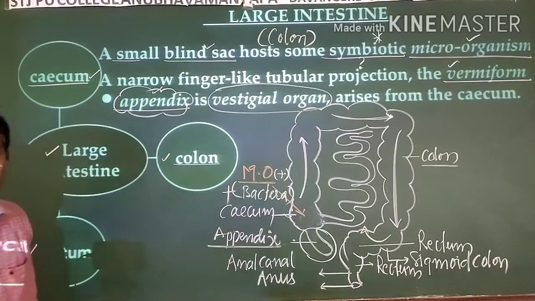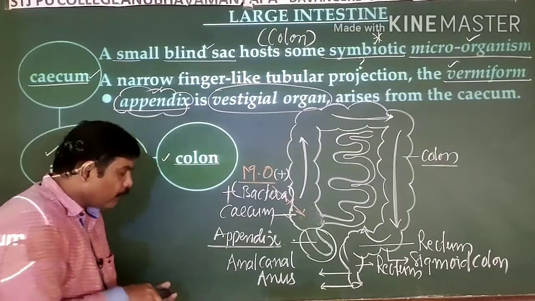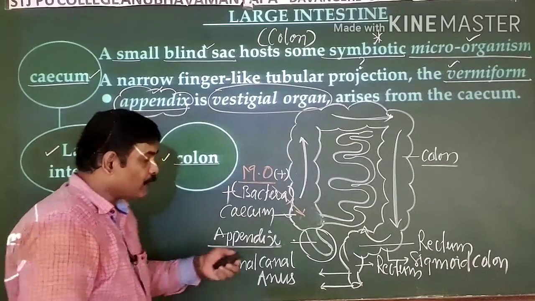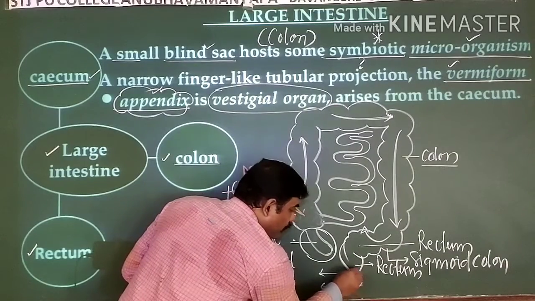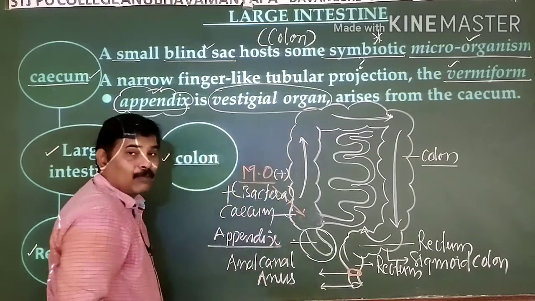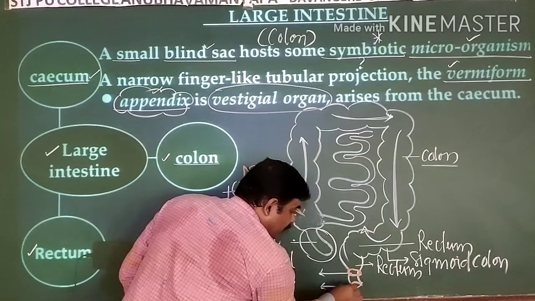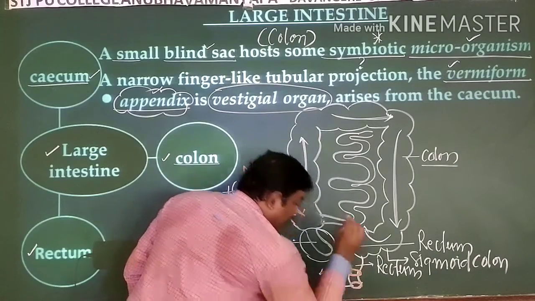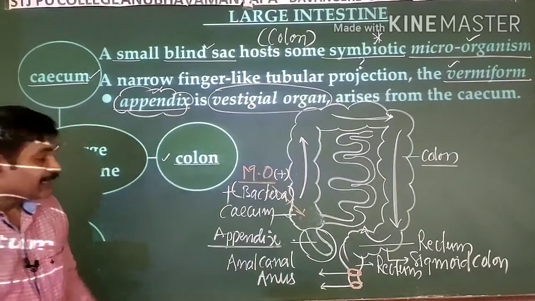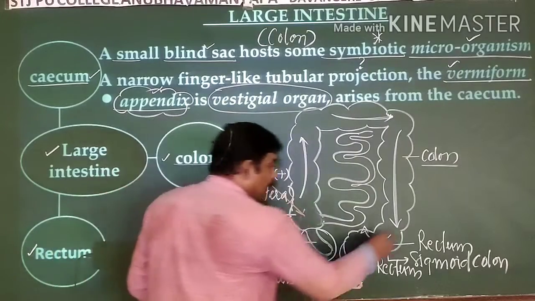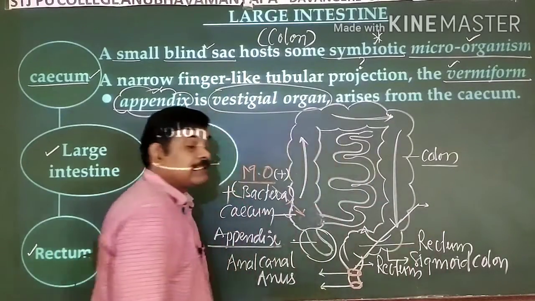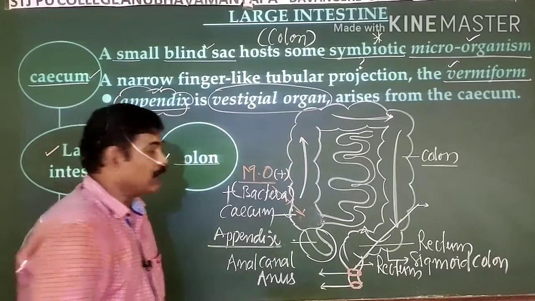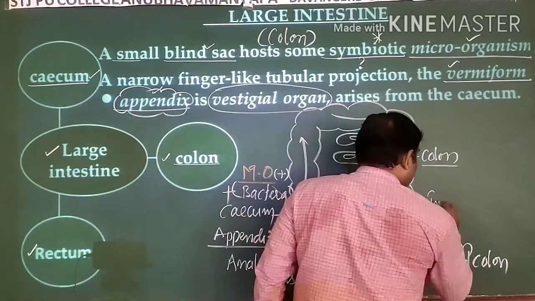And a very interesting point related to this: the anus is guarded by two important sphincters. There you can see one sphincter, and externally you can see the other sphincter also. The sphincter that is present internally, see this one, is known as the internal anal sphincter.